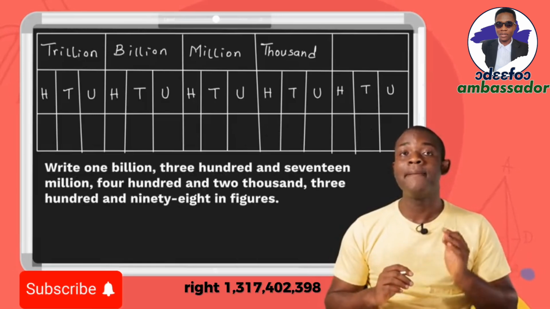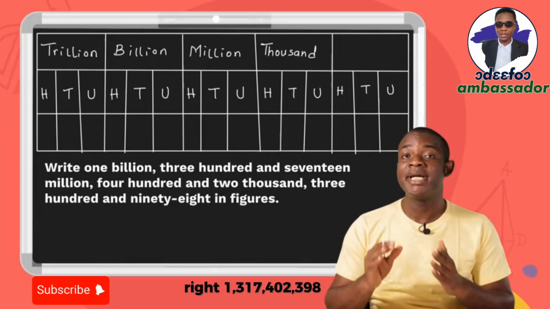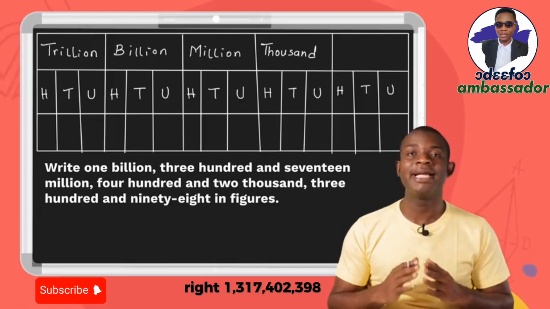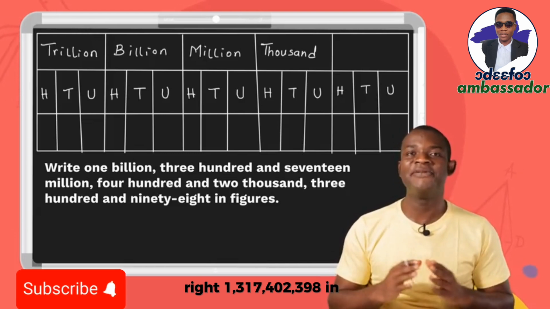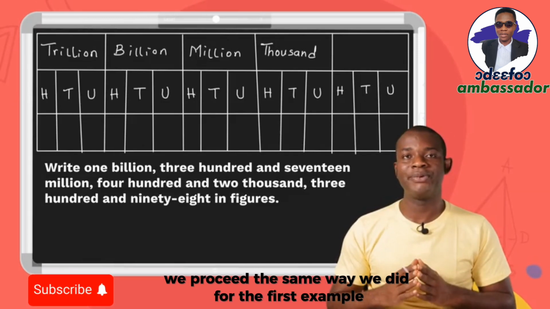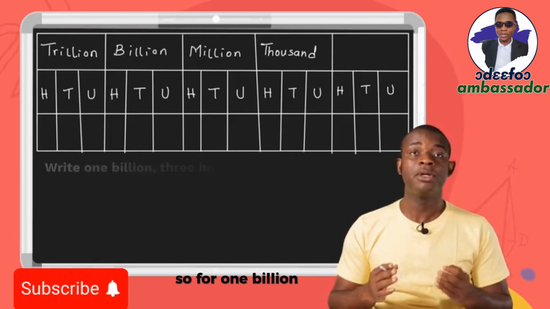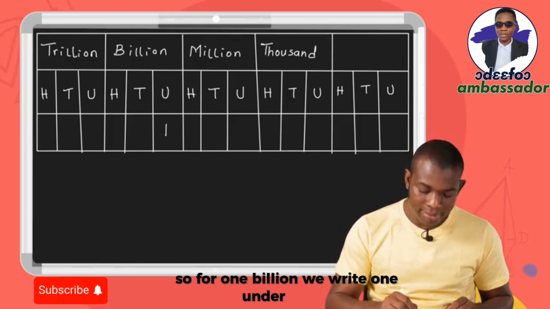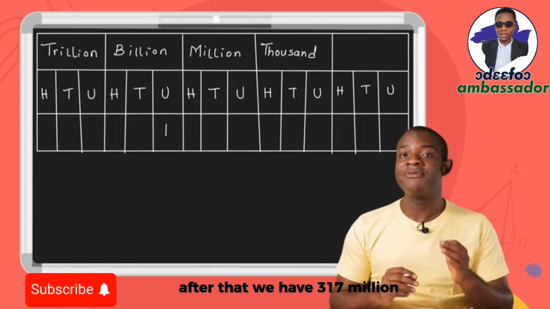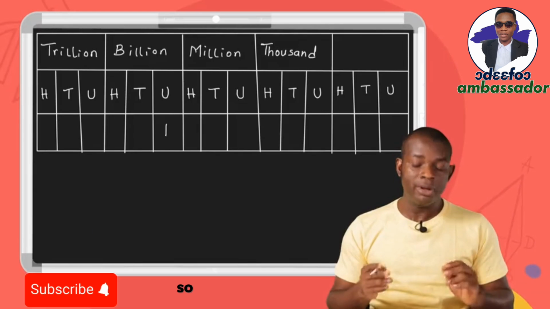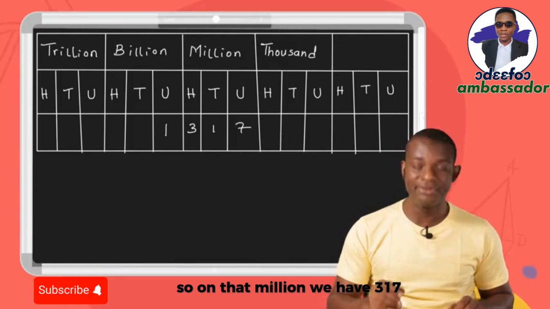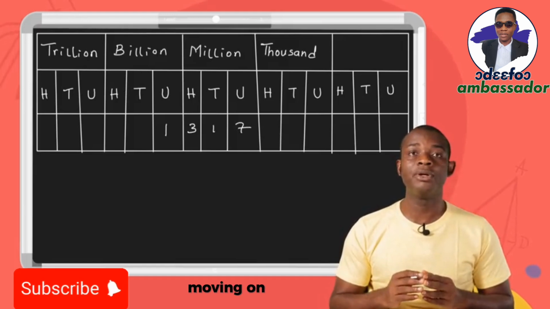Write 1,317,402,398 in figures. We proceed the same way we did for the first example. So for 1 billion, we write 1 under billion. After that, we have 317 million. So under million, we have 317.